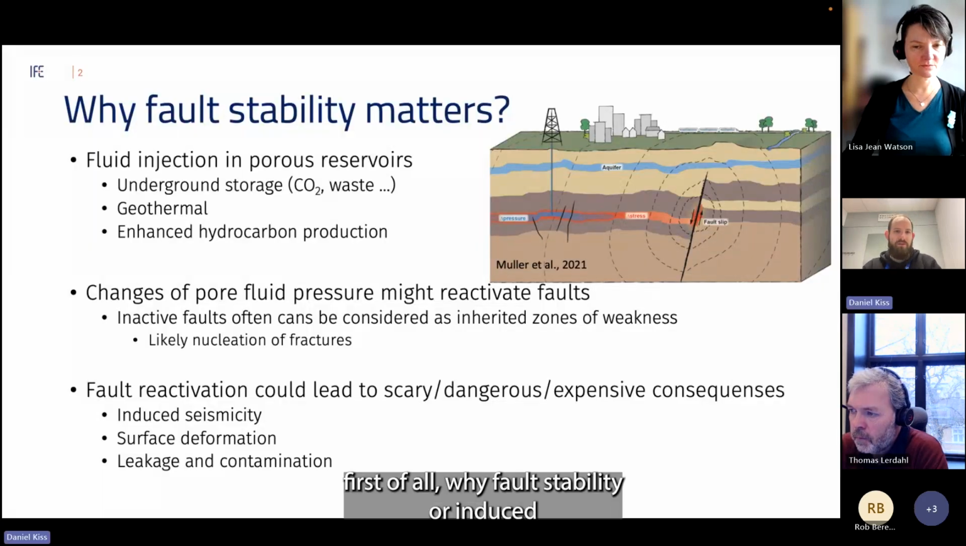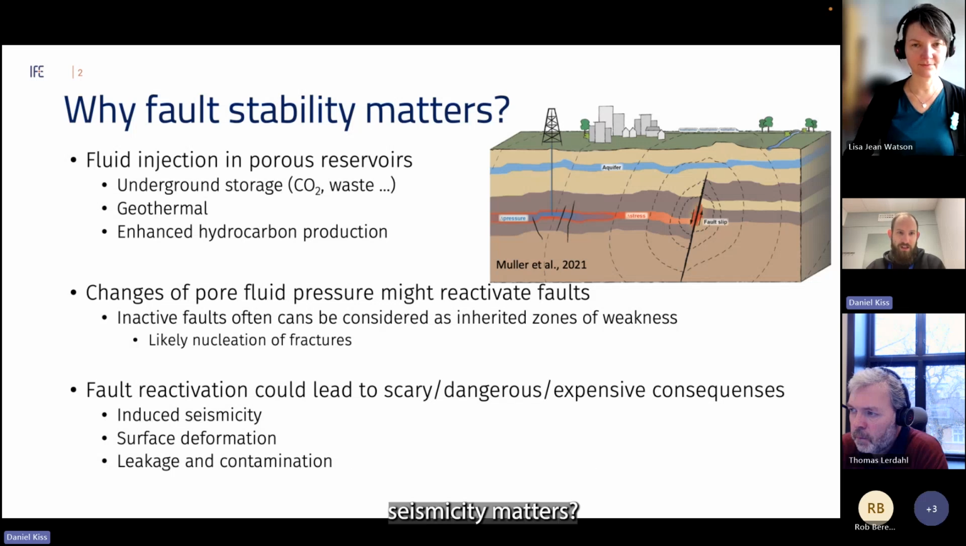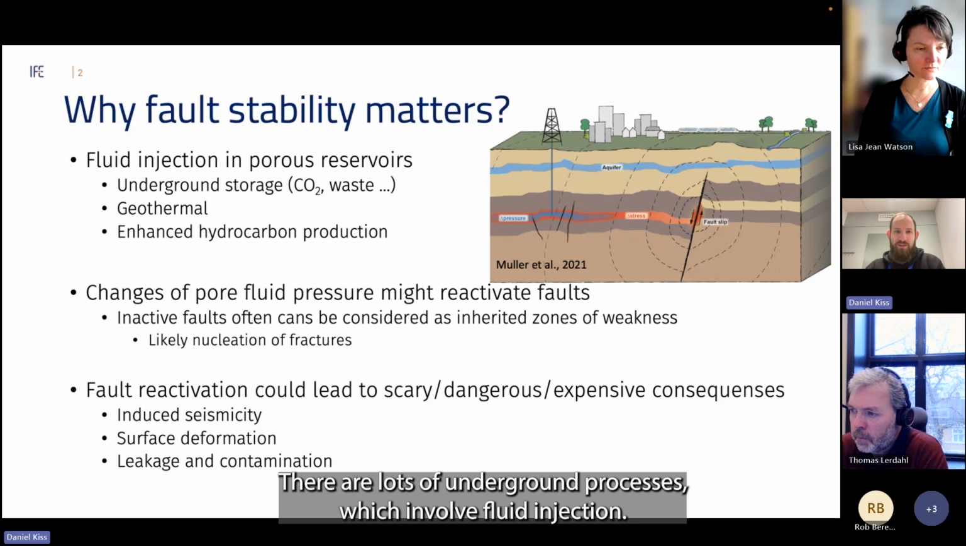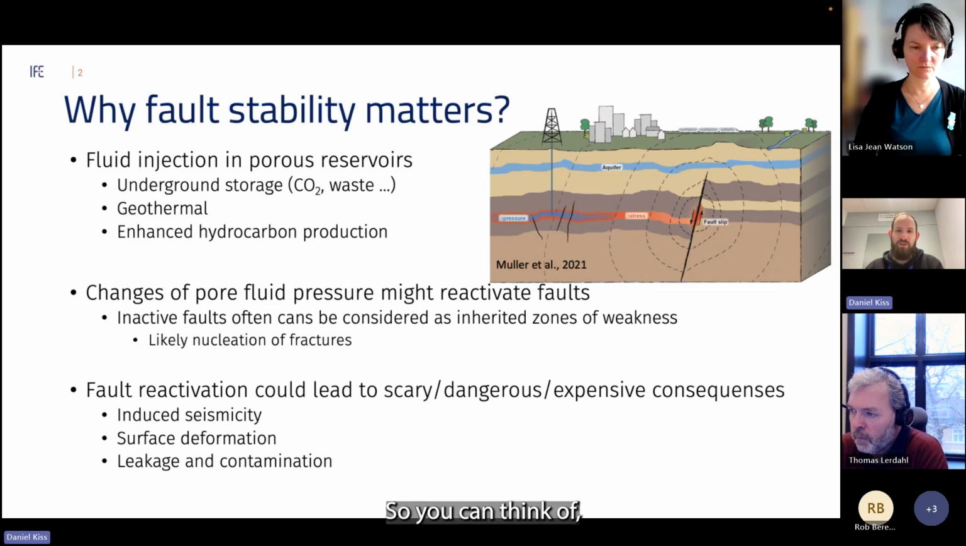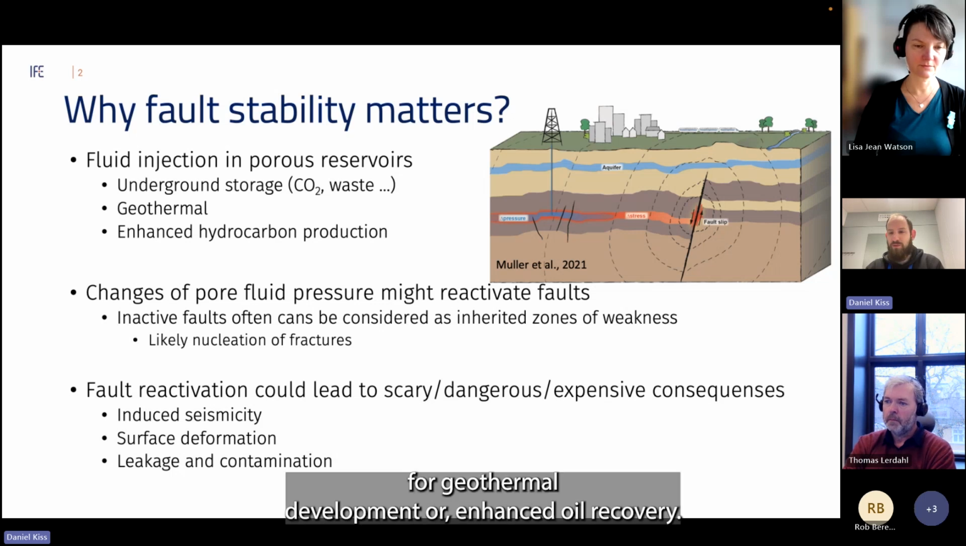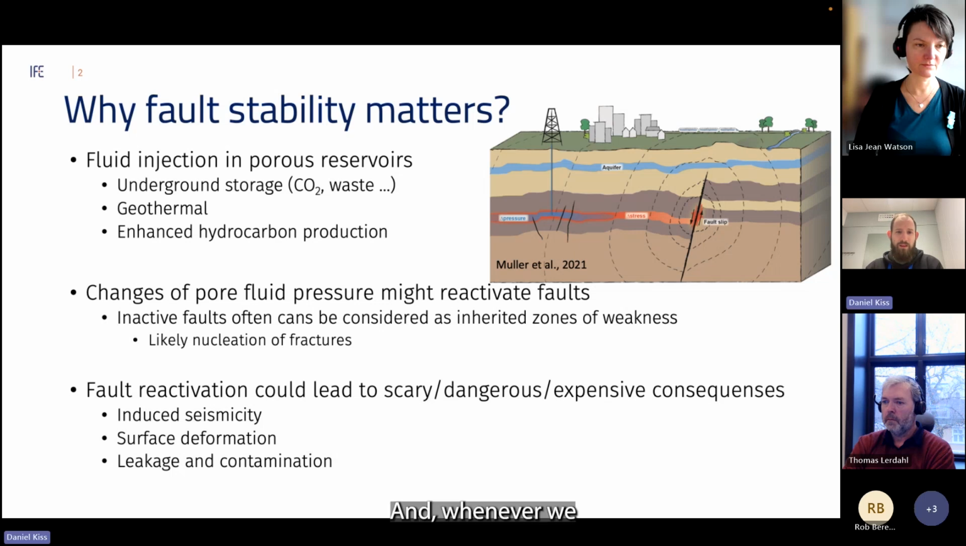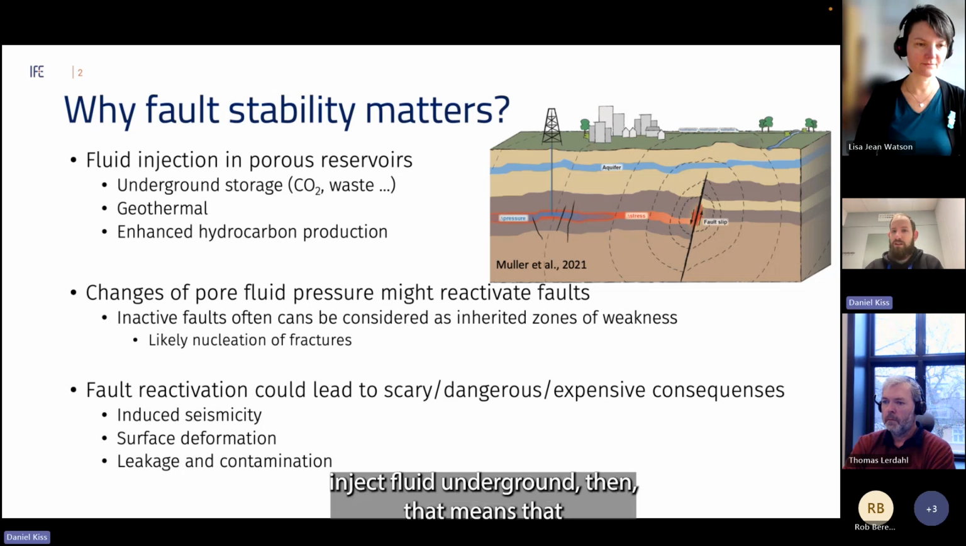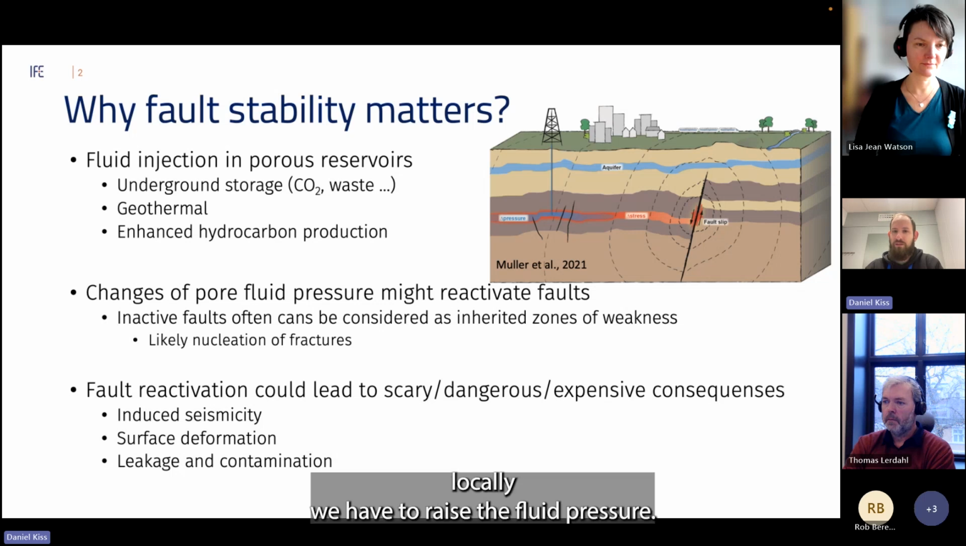Yes, so first of all, why do fault stability and induced seismicity matter? There are lots of underground processes which involve fluid injection, so you can think of underground storage. The most famous one would be CCS. It could be wastewater, waste products. Often fluid injection is used for geothermal field development or enhanced oil recovery. And whenever we inject fluid underground, that means that locally we have to raise the fluid pressure.